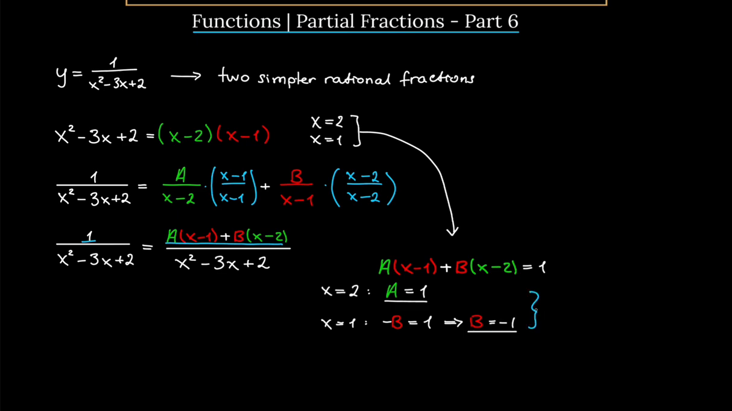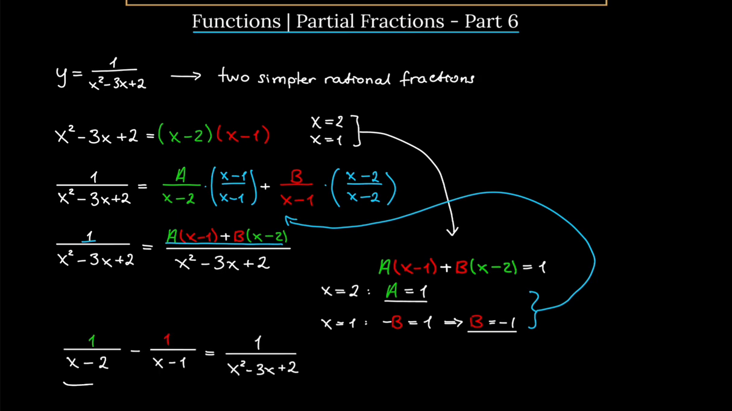So now we can take the values of a and b and put them into here. What we get then is this result right here. We had an original rational function with a quadratic denominator, and we managed to split this into two simpler rational functions with a linear denominator. This is not that difficult, so we will finish it here.